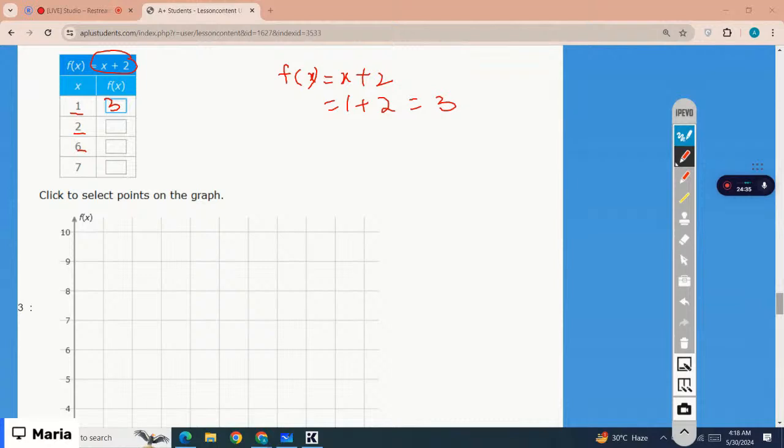When x is 2, f of x is 2 plus 2 equals 4. So when x is 2, f of 2 is 4. When x is 6, that is 6 plus 2 equals 8. f of x equals 8, right? When x is 7, f of x equals 7 plus 2, that is 9. So now you have the points.